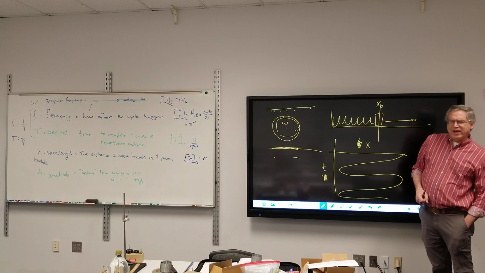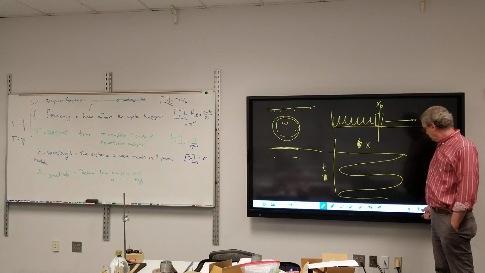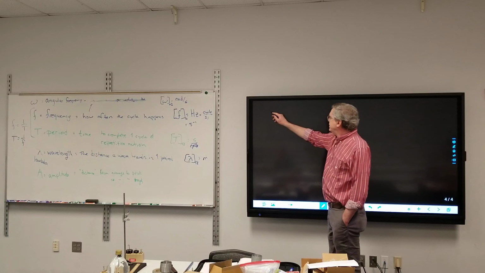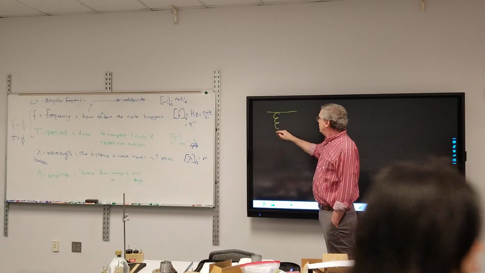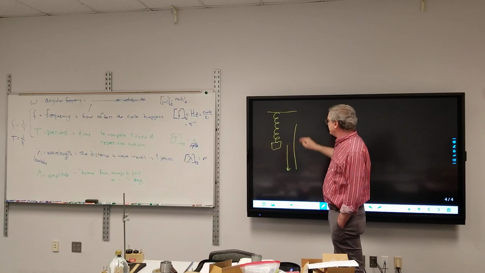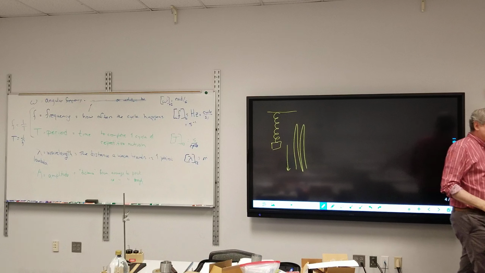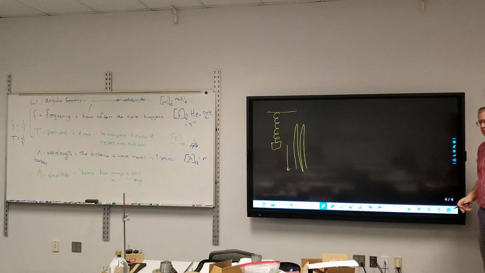But what if it's hanging vertically? What if I take my coil and I attach a mass to it and I pull it down and it oscillates back and forth? Is a cosine curve or a sine curve still a legitimate model?